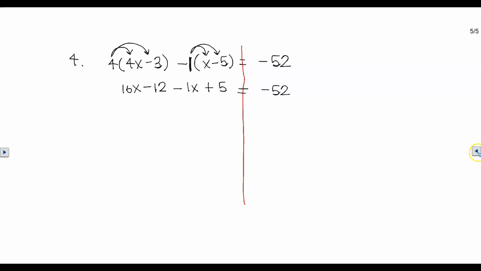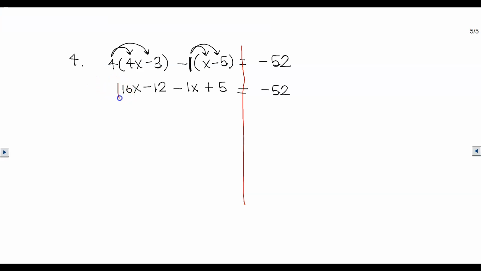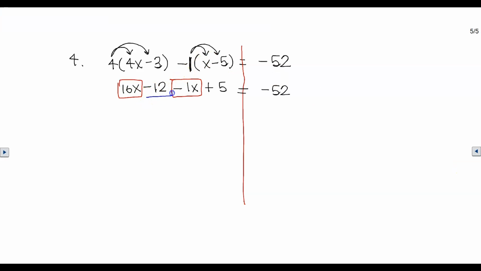So step 1, distribute, is done. Step 2, we are checking for like terms that we can combine that are on the same side. So right now I'm looking just at side 1. I see over here that I could combine 16x and negative 1x. And also, I can combine this negative 12 with this positive 5. Side 2 doesn't have any like terms because it only has 1.